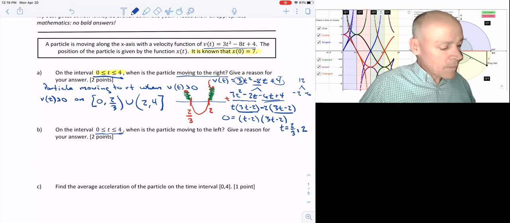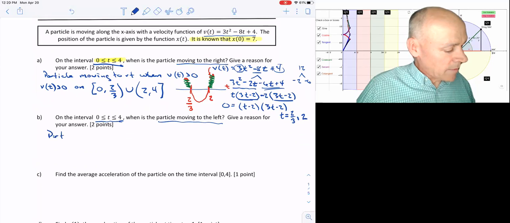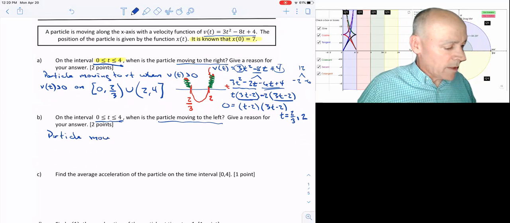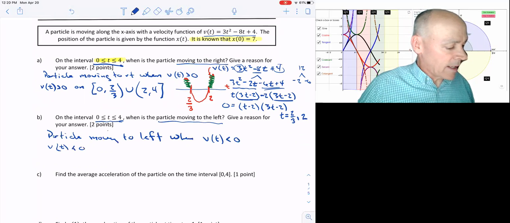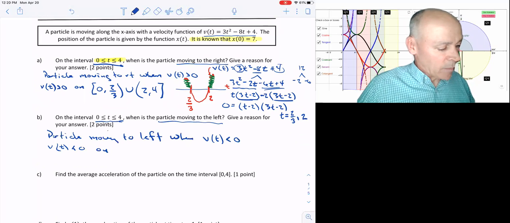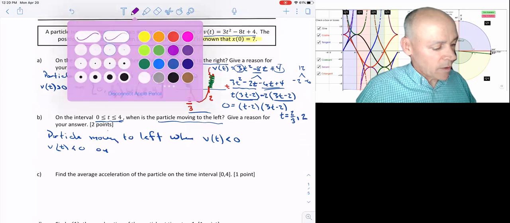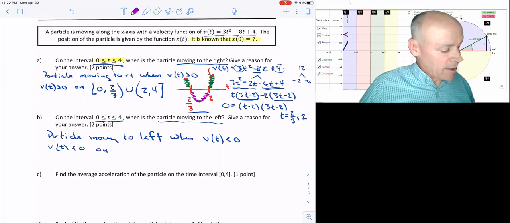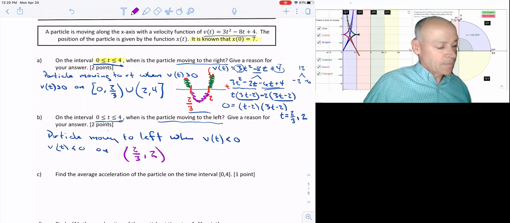Part B. Same interval. When is the particle moving to the left? Give a reason for your answer. Well, we've already done the heavy lifting for that one. Particle is moving left when v of t is negative. V of t is negative on the interval, and now I'm looking at the interval from 2/3 to 2. So I'm looking at that portion right there. So that's going to be 2/3 to 2. So in that t interval, that's when my particle is moving to the left.